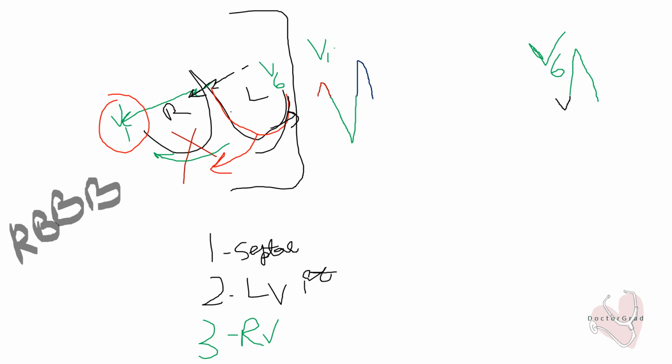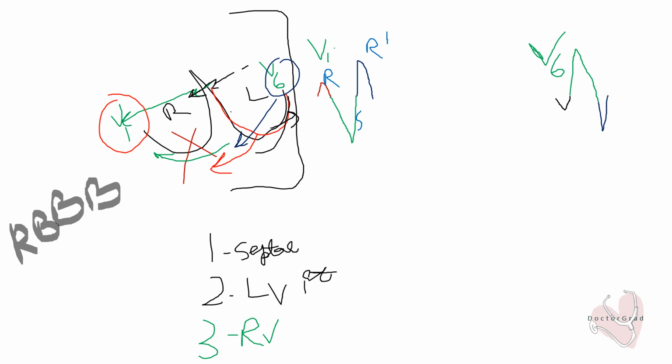Again in V6, the right ventricular depolarization, V6 looks at it as going away from the lead. So that is a negative deflection. This is what we get in an RBBB pattern. We'll name this wave: this is R, S, R dash. I'll explain why I've called it RSR dash.